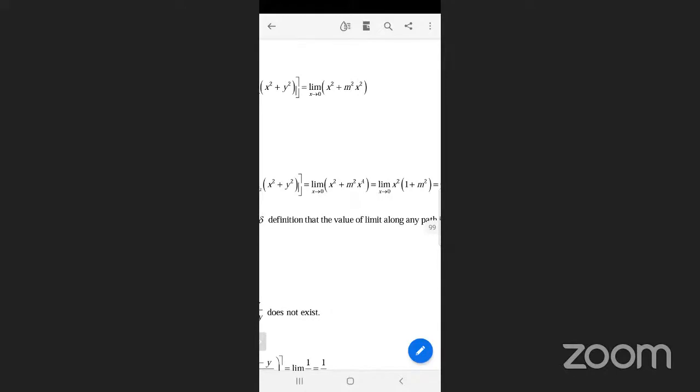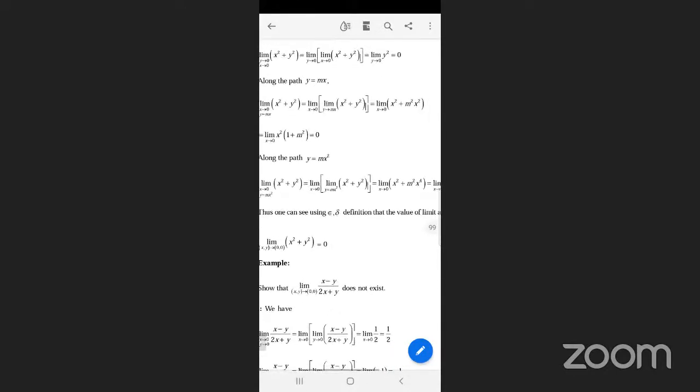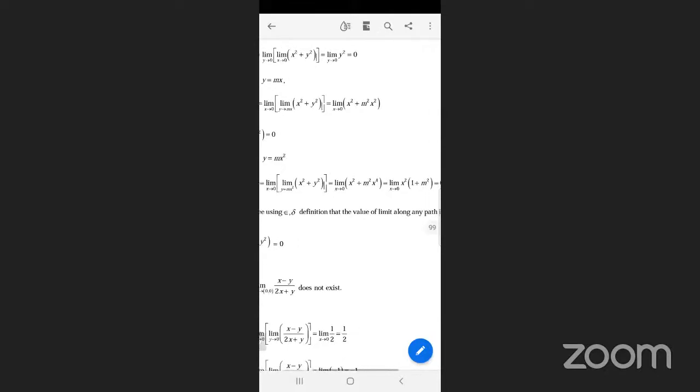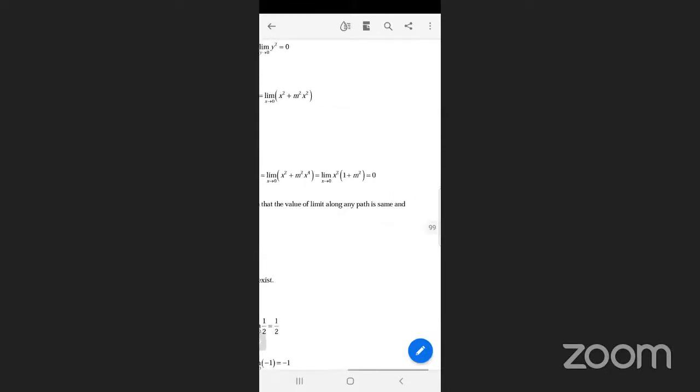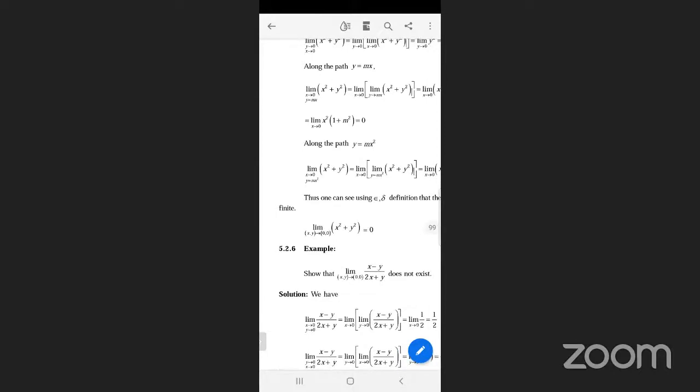So even if the path is changing, by the epsilon delta definition, the value of the limit along the path is the same and the value is also finite. Every time it is showing 0. Therefore, for this function the limit exists.